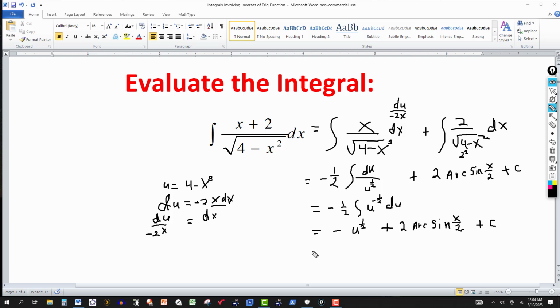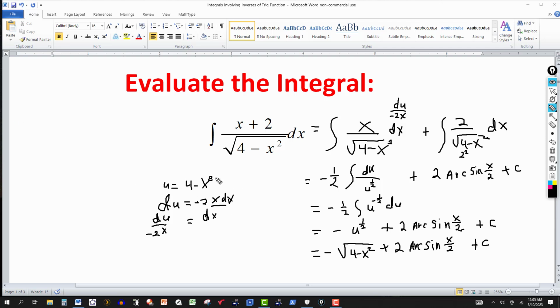And of course, that's pretty much it. The only thing I have to do here is go back to the original variable on the first one. So u is 4 minus x squared. Let's rewrite this as minus, and then u to the 1/2 would be the square root of 4 minus x squared. And we have a plus 2 arcsine of x over 2, plus the constant of integration.